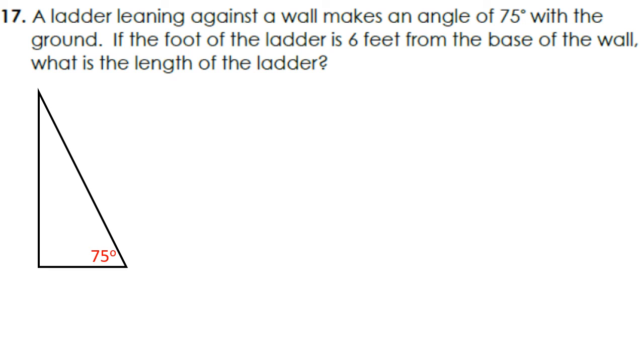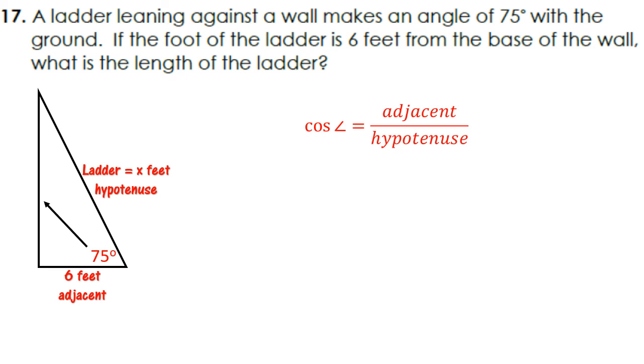The 75 degrees is in that lower corner where the ladder meets the ground. I point to my opposite side just so that I remember there's my opposite. I have 6 feet from the base of the wall out to the foot of the ladder. So this is my adjacent side. The other side that I'm missing is that hypotenuse, which is going to be the ladder, and it is x feet long. So if I am dealing with adjacent and hypotenuse, I'm dealing with cosine.